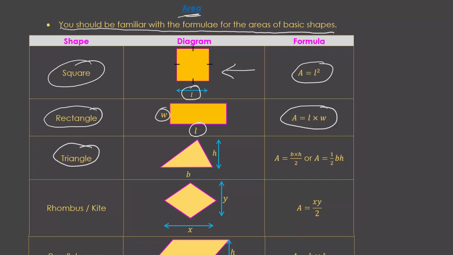For the triangle, you need to identify a base and a height, and remember that the height is always perpendicular to the base. Then you can use the common formula stated, which is a half base times height. I find a lot of students prefer to do that as base times height and then divide by 2.